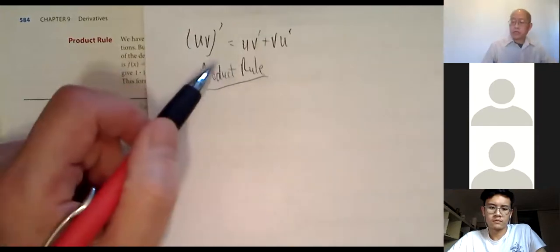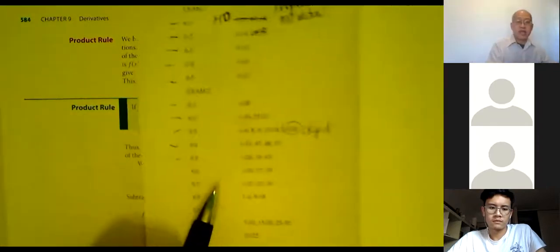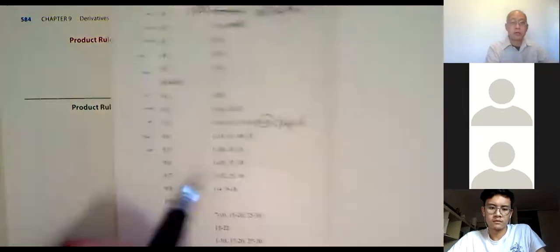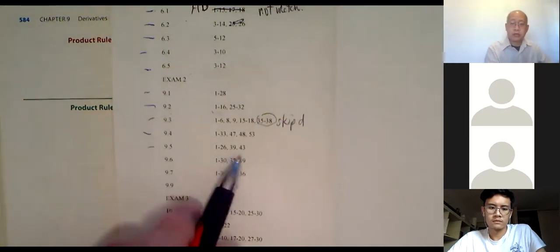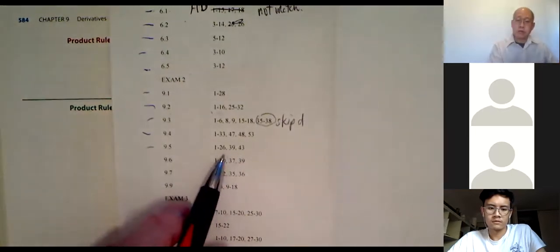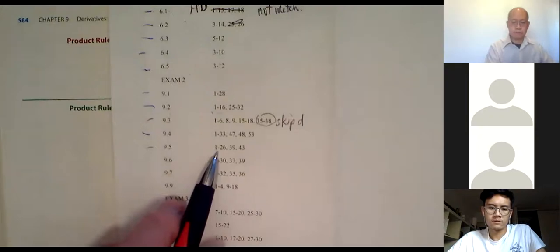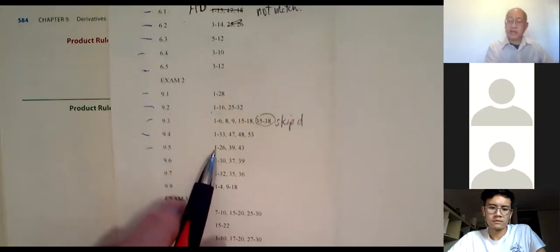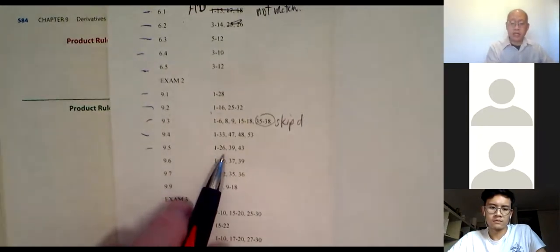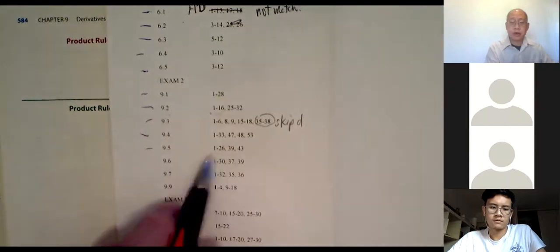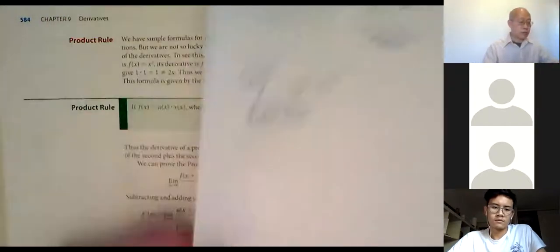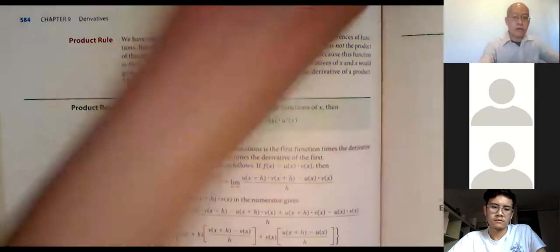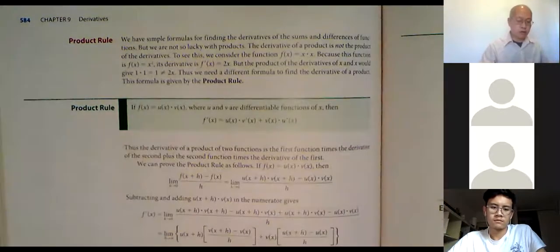I'm going to try to show you as many evens from this as possible. So what do we have? 1 to 26, 39, 43. So I'll do a lot of evens. By the way, I never promise I'll do all the evens, but I'll do many of the evens. And then all the odd answers, you have the answers in the back of the book. So here we go with the product rule, and then after a while, I'll show you the quotient rule.